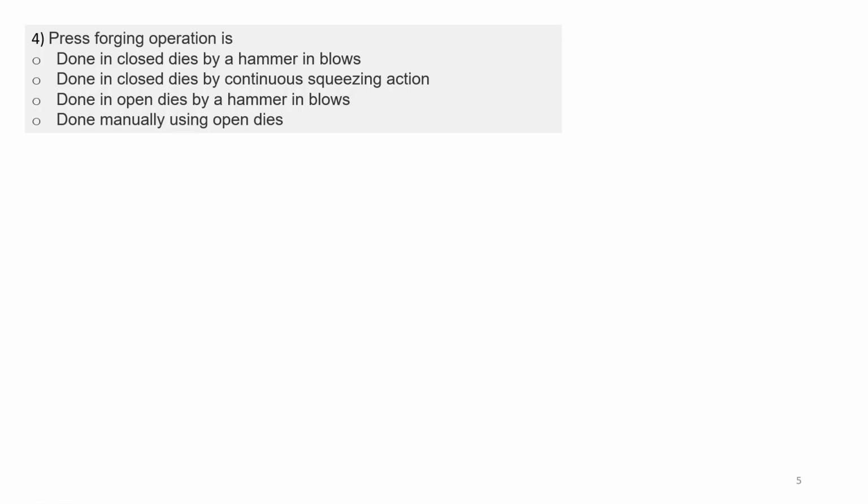Next question is, press forging operation is. The options are: done in closed dies by a hammer in blows, or done in closed dies by continuous squeezing action, or done in open dies by a hammer in blows, or done manually using open dies. So in case of press forging, which one should be the correct answer?